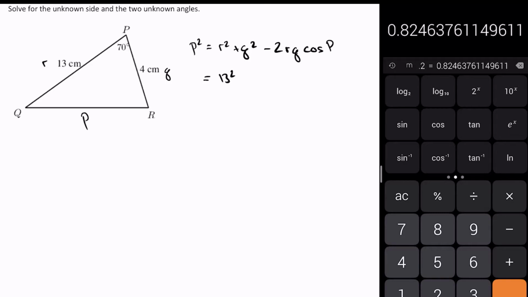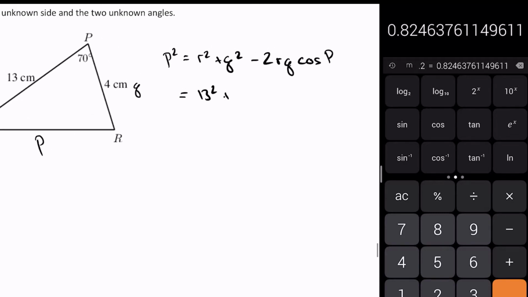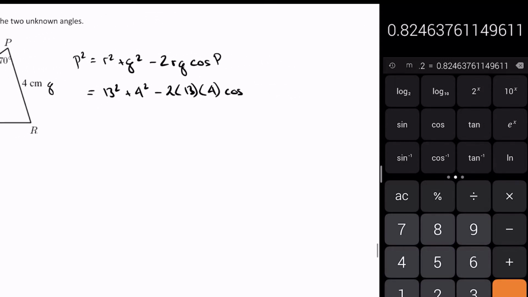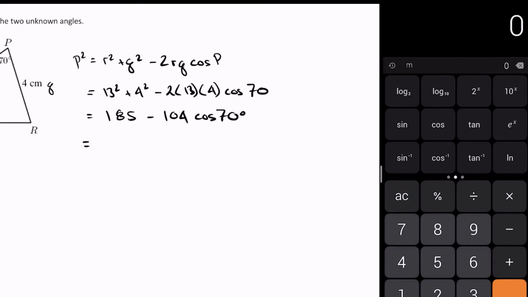Side r is 13 squared. Side q is 4 squared, minus 2 times 13 times 4 times the cosine of 70. That'll be 169 plus 16, so 185, minus 13 times 2 is 26, times 4, that's 104 cosine of 70, and we can do the work here on our calculator. So we get 104 times 70 cos gives us that, and it is negative, so I'm going to put a negative in front of it.